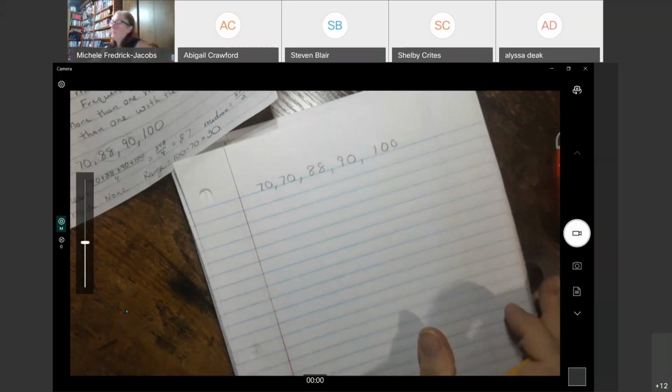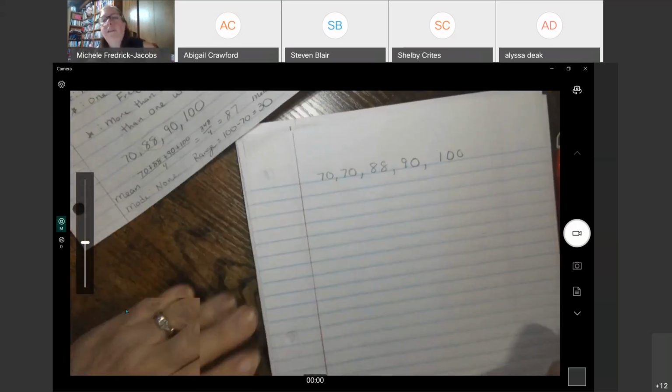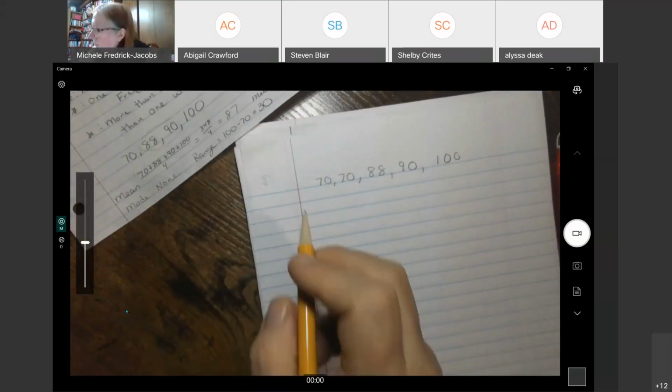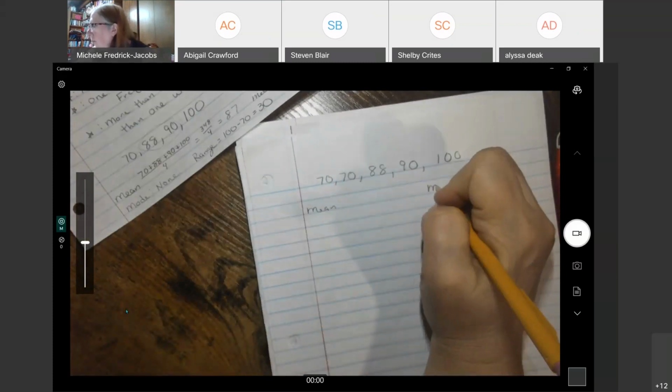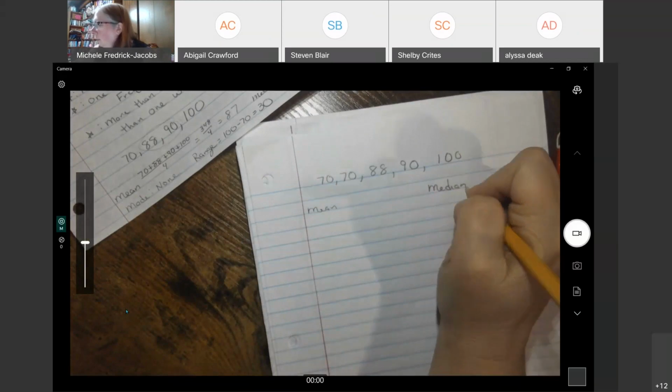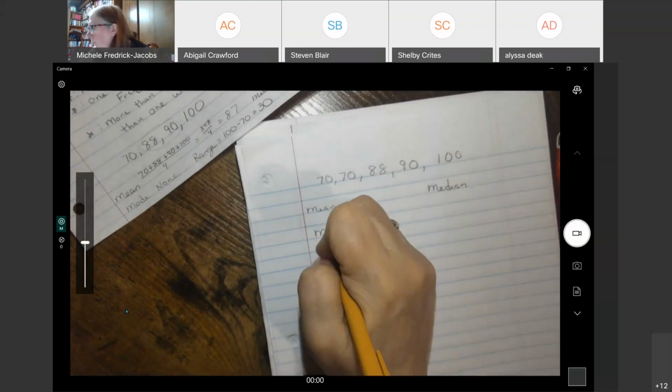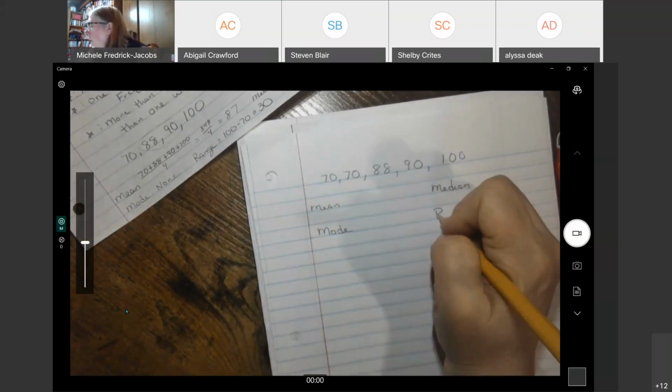Okay. Let's see how adding one more 70 changes it. Find the mean, median, mode, and range.